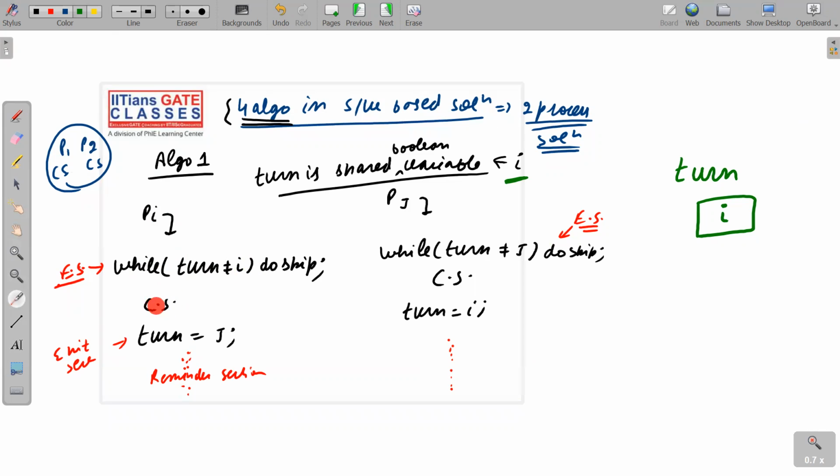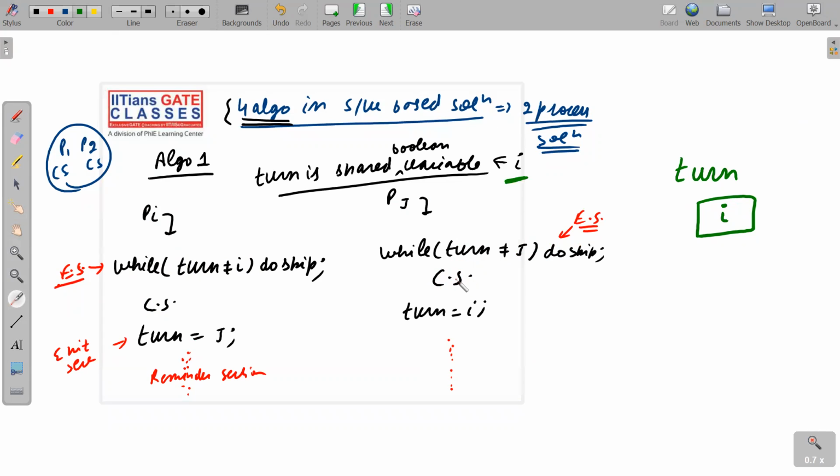Okay. So now when PI is in CS, can PJ enter CS or not? Let me check it. So turn is I. You can check it out from here. I is not equal to J, which is what? True. Since it is true, it will keep on doing do skip, do skip, do skip. It cannot enter into the CS.